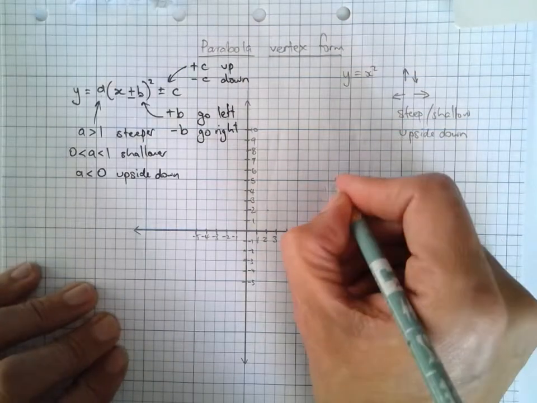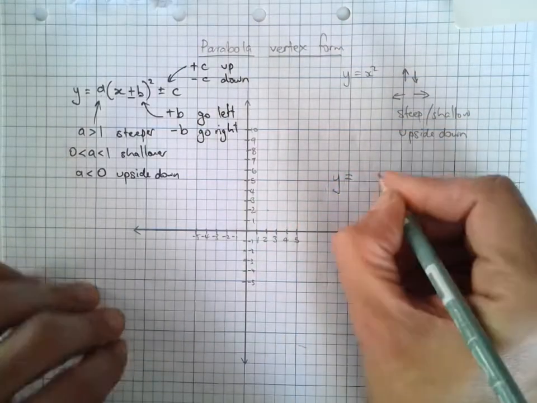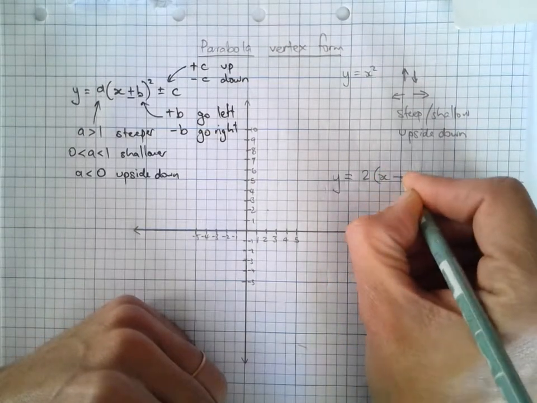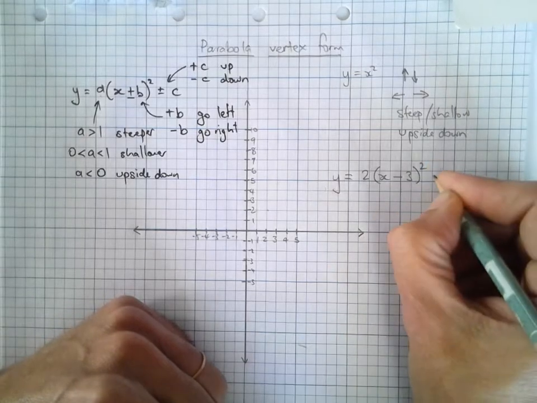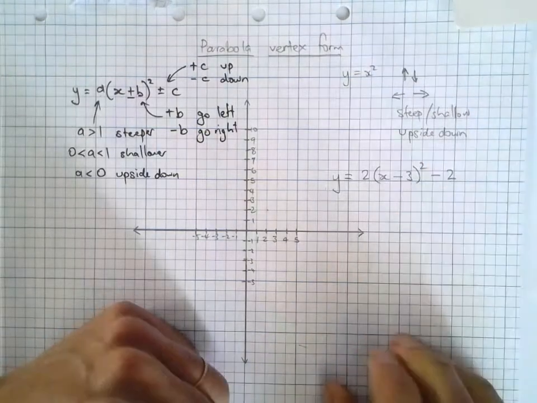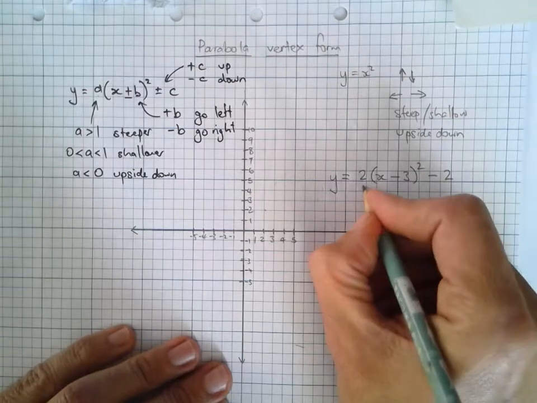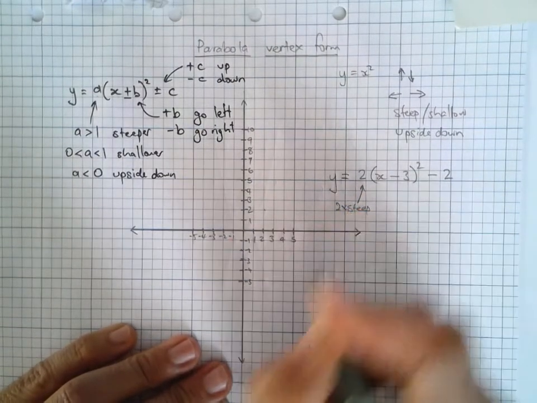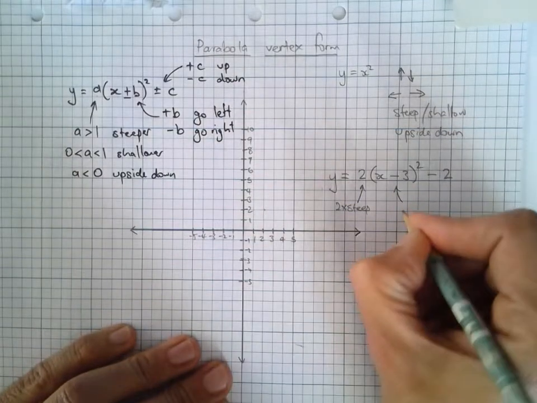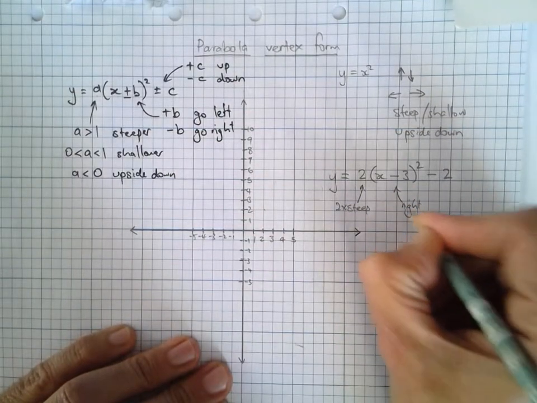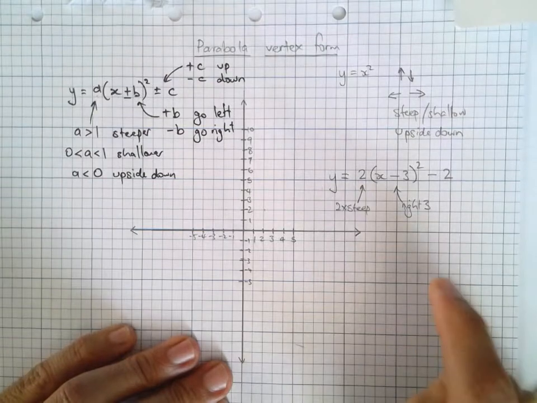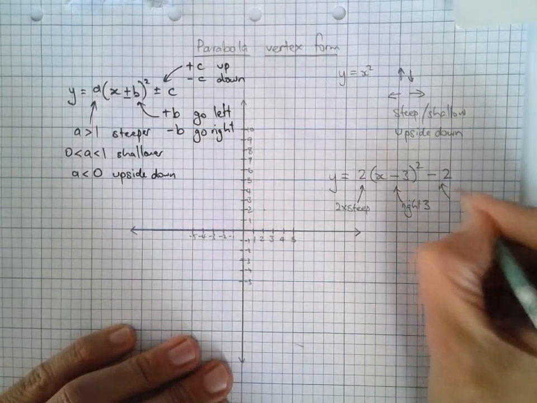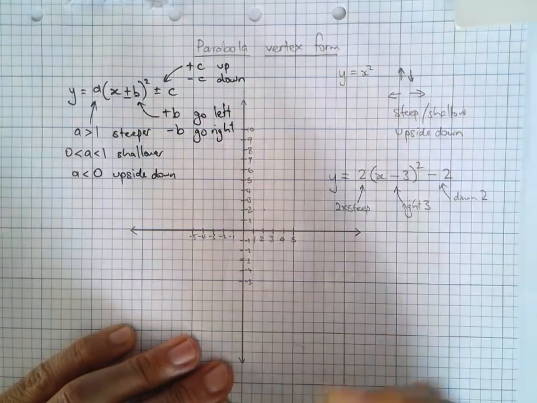Let's take this parabola here, y equals 2 times (x minus 3) squared minus 2. Okay, it's steeper, it's twice as steep. It's moved right by 3. We've moved that vertex right by 3, and that's why we say it's in the vertex form. And it's moved down by 2.